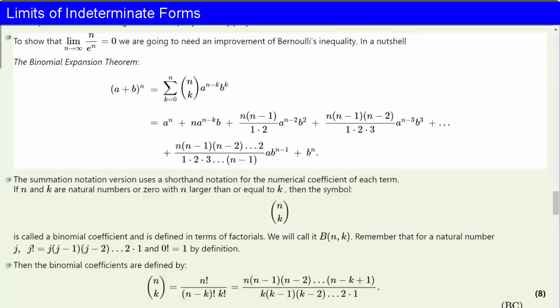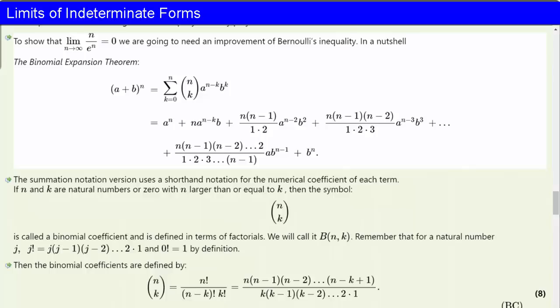In a nutshell, the binomial expansion theorem states that the sum of a and b, a plus b, raised to the nth power, can be expressed as a sum involving products of powers of a and b. The powers are a to the n minus k times b to the k. Notice that the two powers always add to n. And the coefficients of each of these products, a to the n minus k times b to the k, are called binomial coefficients. And I've written them out in the formula so you can see exactly what they look like.